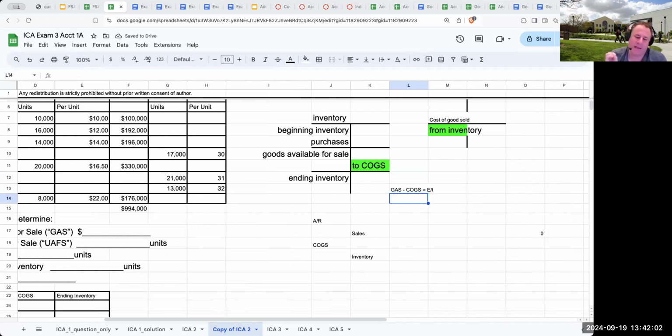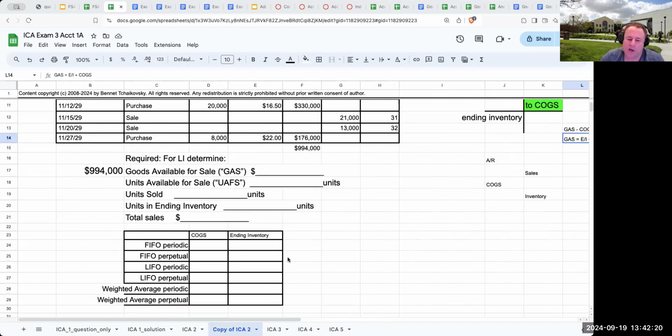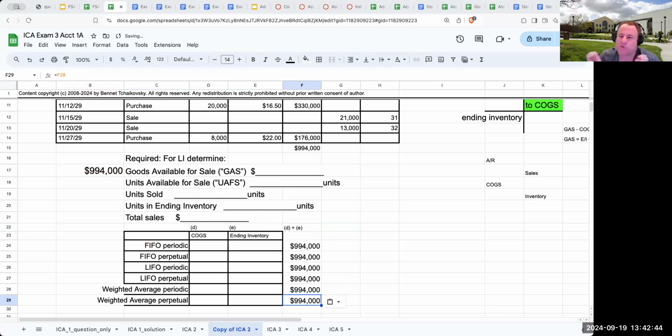Another way to look at this, if I isolate goods available for sale, it is equal to my ending inventory plus cost of goods sold. If I add cost of goods sold to both sides, goods available for sale equals my ending inventory plus cost of goods sold. So when I am doing these inventory costing problems, when I add up the cost of goods sold and the ending inventory, which I'm going to have to compute for every single one of these problems, right? When I add these up, it has to equal my goods available for sale. So this is why this number becomes so important.